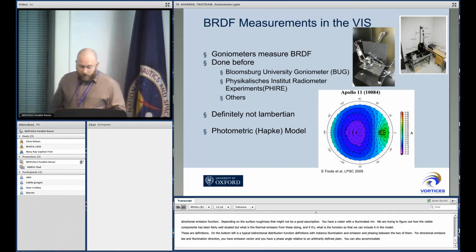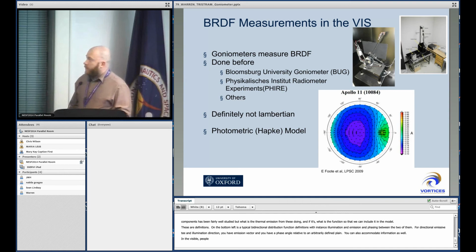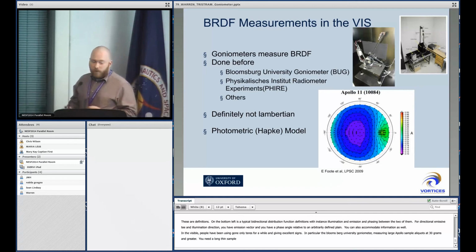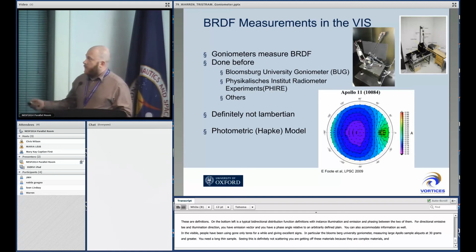So in the visible, people have been using goniometers for quite a while and doing some really excellent science. In particular, the bug experiment, the Bloomsburg University goniometer, Mike Shepard runs, and on the Diviner team, we have quite a bit of experience using this goniometer. Emily Foote has been measuring very large Apollo sample aliquots, 30 grams and greater, because as you go to more extreme angles, you need a long, thin sample. And looking at this, this is definitely not Lambertian type of scattering that you're getting off of these materials because they're complex materials. And there's other facilities, including the FIRE set up at University of Bern, FIRE 1 and FIRE 2.